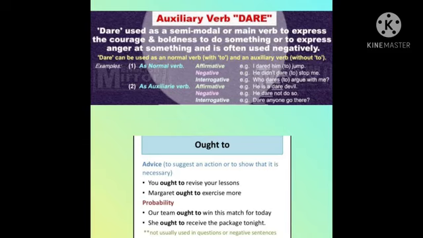While ought to, we are using to advise, to suggest an action or to show that it is necessary. You ought to revise your lesson. There it is an advice. Then Margaret ought to exercise more. Again it is an advice.